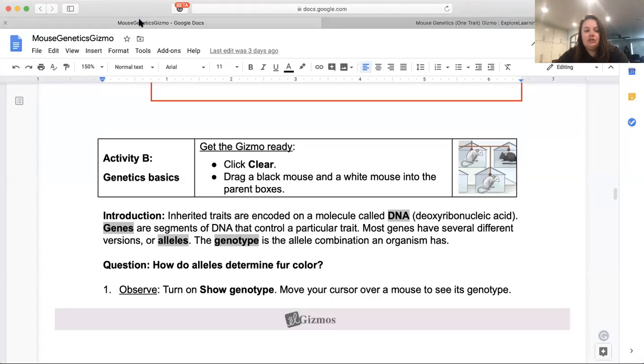It says, introduction: inherited traits are encoded on a molecule called DNA, so we knew that. Genes are a tiny little portion of that DNA that controls a particular trait. And then most genes have several different versions, or alleles. The genotype is the allele combination. So let me see if I can show you this here.